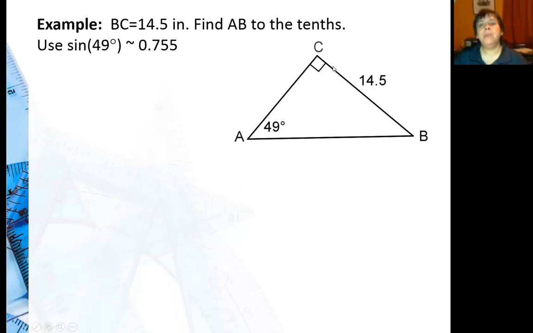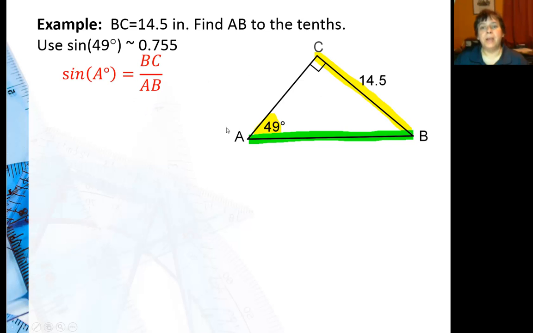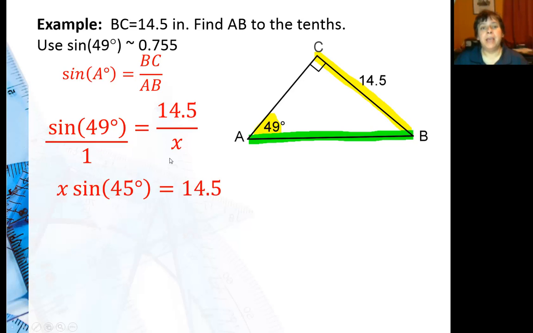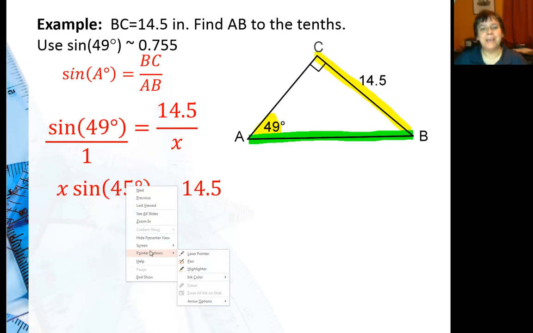In this problem, we actually know the opposite angle, and we're trying to find the hypotenuse. So there's the hypotenuse that we're looking for. There's our angle, and there's the opposite side. So I set up my ratio like before. Sine of the angle is opposite over hypotenuse. So sine of 49 is 14.5 over x. Put a 1 underneath to make it easier to cross multiply. And I'm going to get x times sine of, and that should be 49. Let me fix that there. That should be a 49. Probably that 14.5 threw me off.